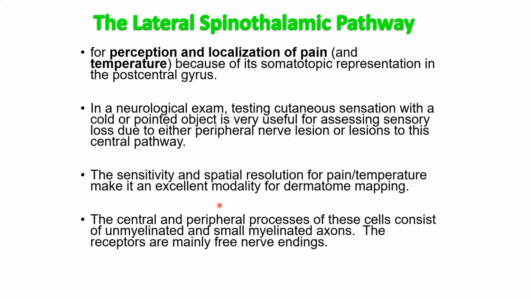Both the central and peripheral processes of these cells consist of unmyelinated and small myelinated axons. The receptors are mainly free nerve endings. These differ in all regards from the dorsal column lemniscal pathway.